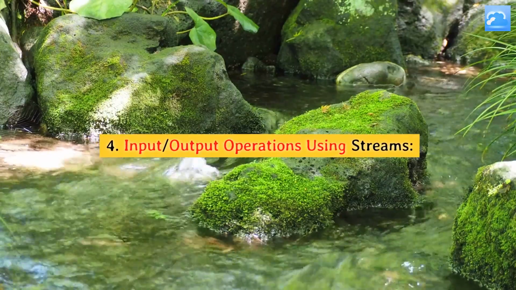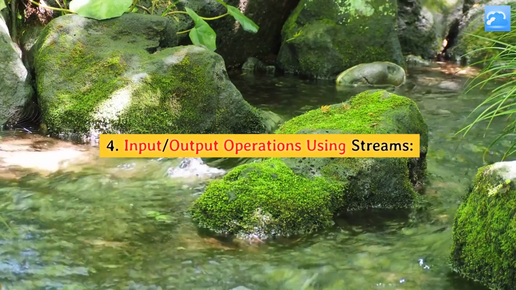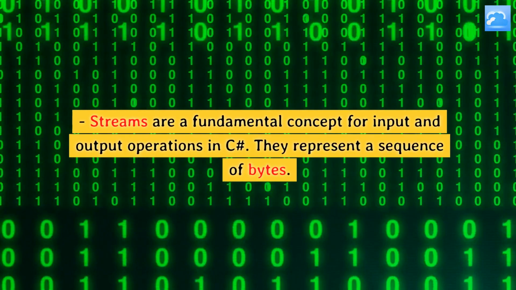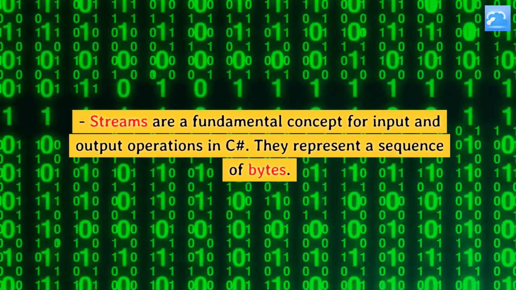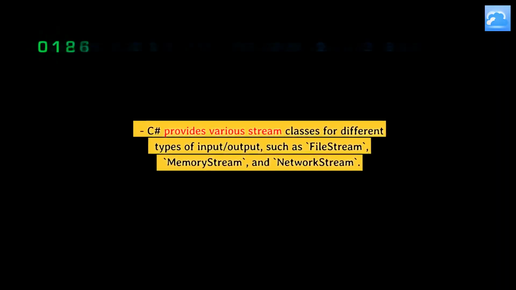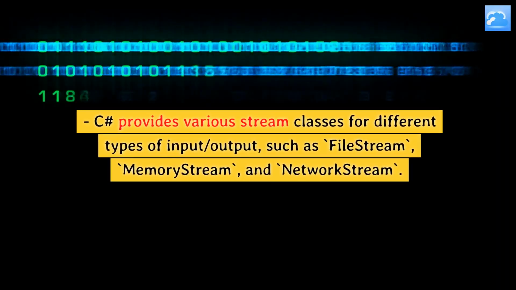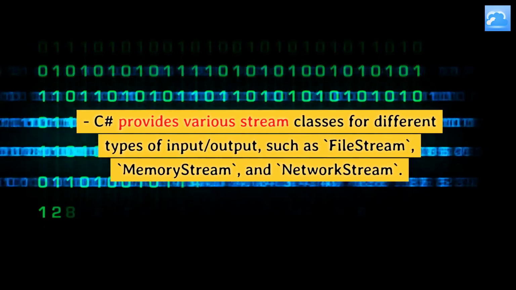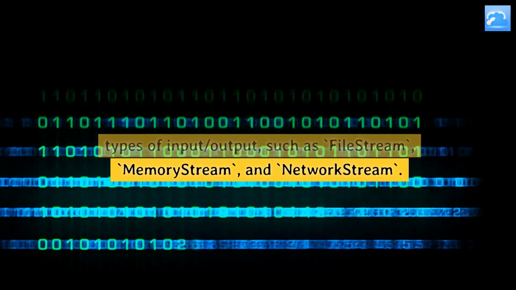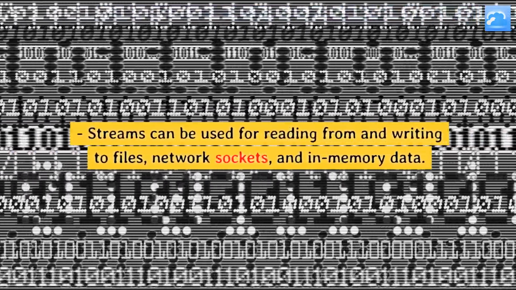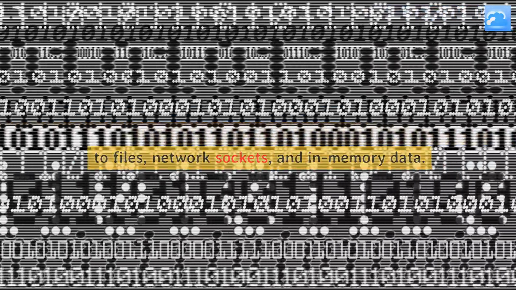4. Input/output operations using streams. Streams are a fundamental concept for input and output operations in C#. They represent a sequence of bytes. C# provides various stream classes for different types of input/output, such as FileStream, MemoryStream, and NetworkStream. Streams can be used for reading from and writing to files, network sockets, and in-memory data.